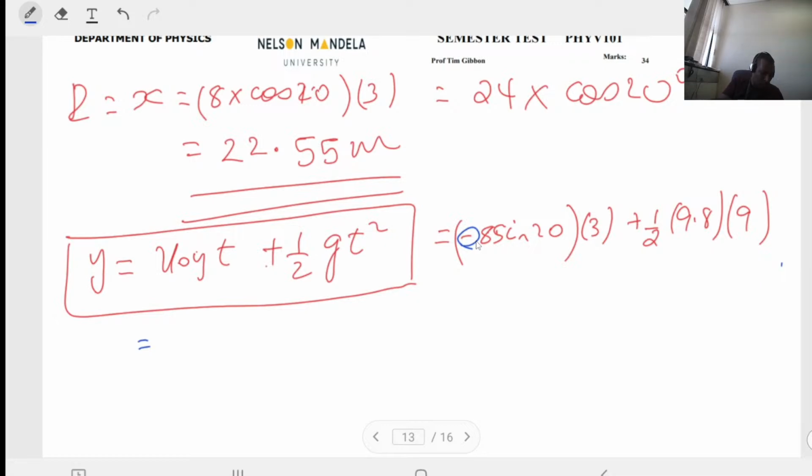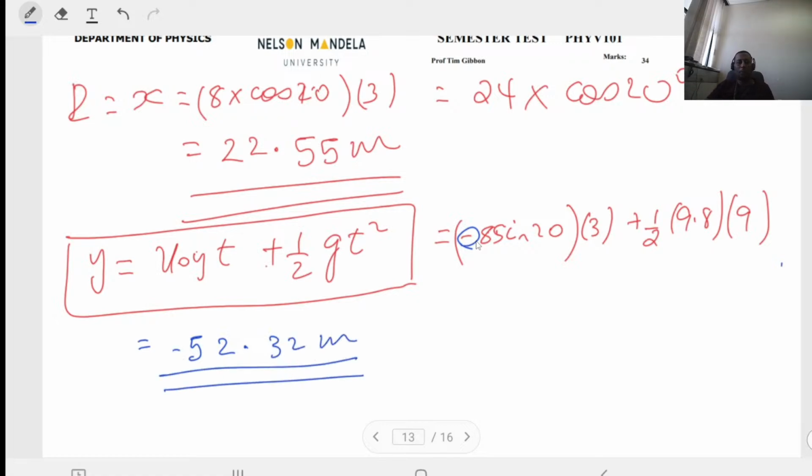As you have a calculator, you could go ahead of me even. Okay, sine 20 times 8 plus half g t squared. Half is 4.2 something, t squared. Okay, I got about 52.32 meters, but negative. Did you get the same? Rosana, you get the same?